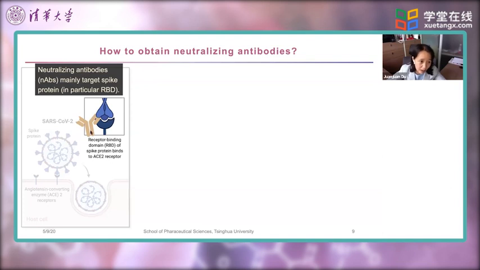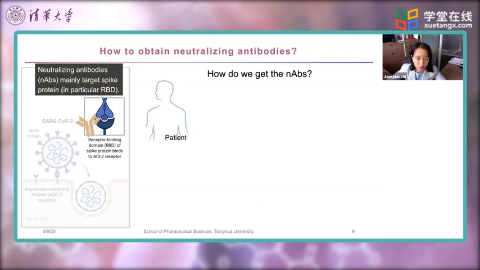Yes, most of the time it is the antibodies that bind to the spike protein, or in particular, the receptor binding domain, or RBD, on this spike protein, that can block its interaction with the ACE2 and then block virus infection. Okay, so how do we get those neutralizing antibodies?